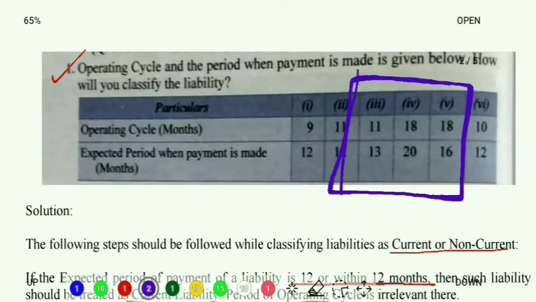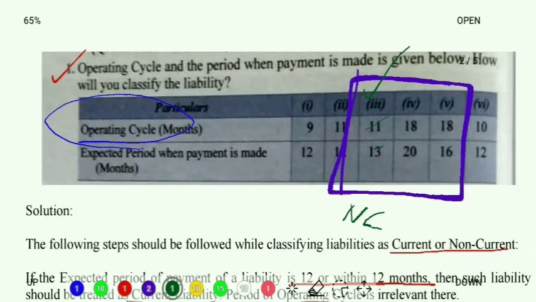Now let's check. We are going to check it with the operating cycle months. Over here, if we talk about liability number 3, liability number 3 has operating cycle 11 months and expected period of payment as 13 months. So 13 is greater than 11. That means expected period of payment is more than the operating cycle. So what do we conclude? We conclude that this is a non-current liability. I have written NC over here for liability number 3 so that we remember. Clear?